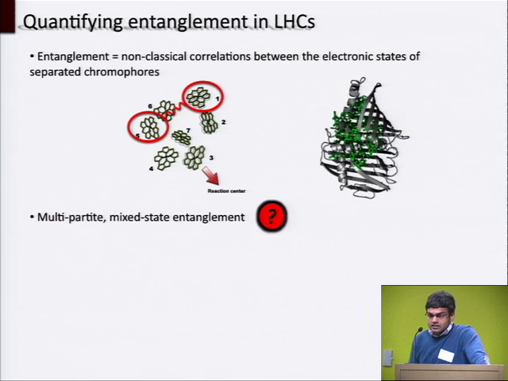So how do you quantify entanglement in such a system? It turns out to be very difficult. Quantifying entanglement is a tricky concept by itself. And in this case, what we have is something called multipartite mixed-state entanglement. I'll explain what those things mean. Multipartite, just because you don't have just two parties here, right? You have many chromophores. You have at least 7 in this FMO complex. So you can't just talk about a bipartite system.